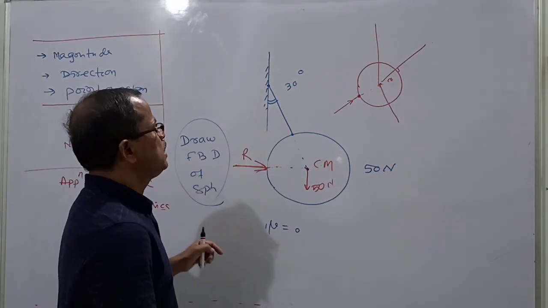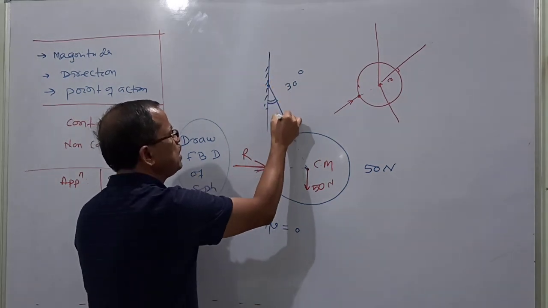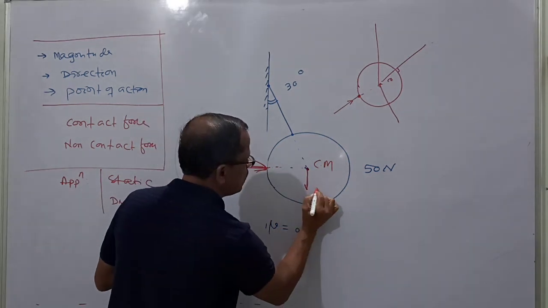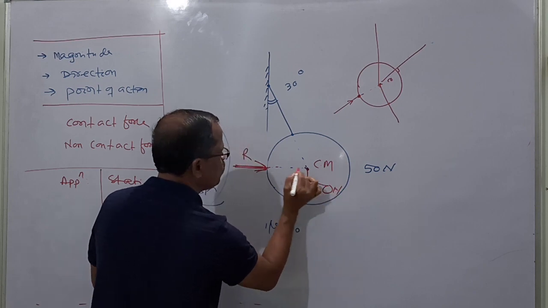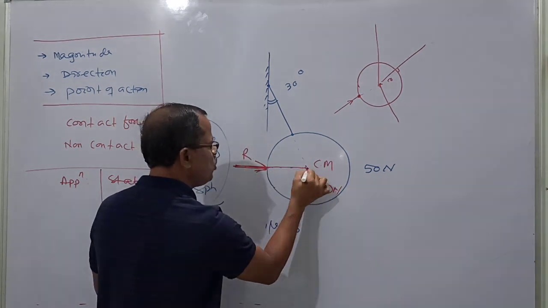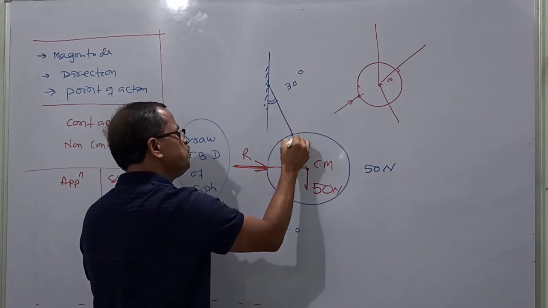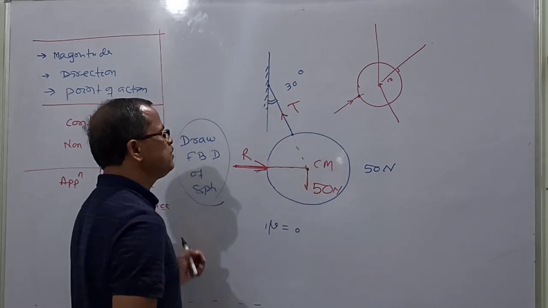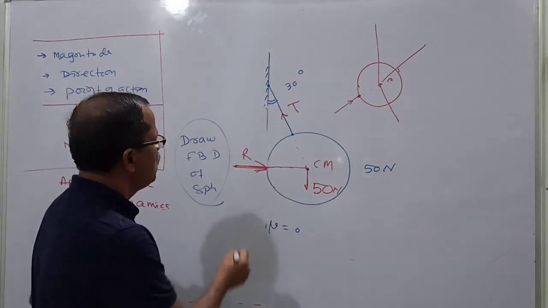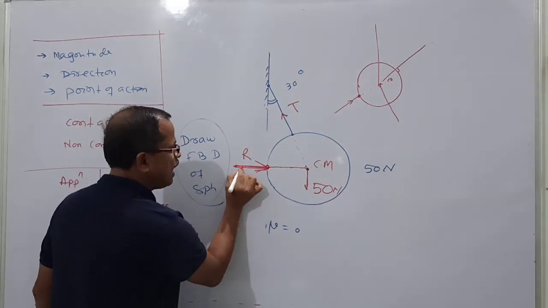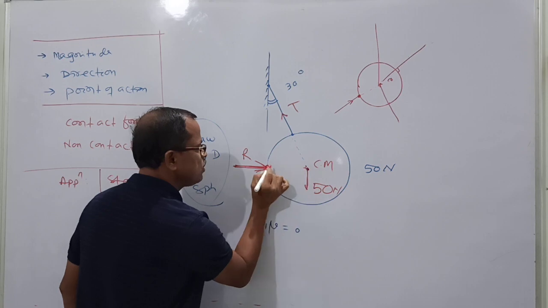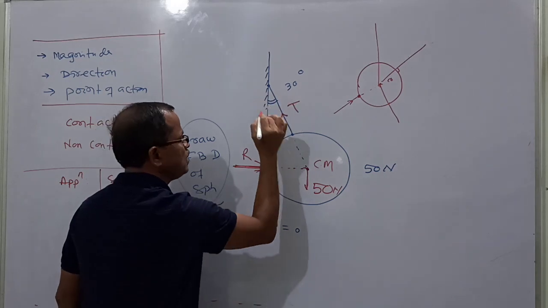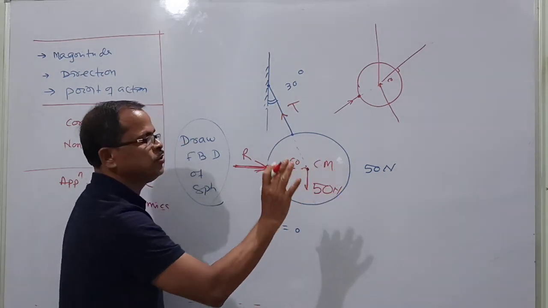Now if you extend the string, it has to pass through the center of mass. Why? Because the reaction and the 50 Newton weight are both meeting at the center. Since reaction and weight are meeting at the center, the tension has to pass through the center too. That is the tension. Actually, tension is a contact force at this point, and reaction is a contact force at this point, but I have extended them to show the direction in which they go. They are going towards the center. This angle is 30 degree, so this angle is 60 degree. This is the free body diagram of a sphere.